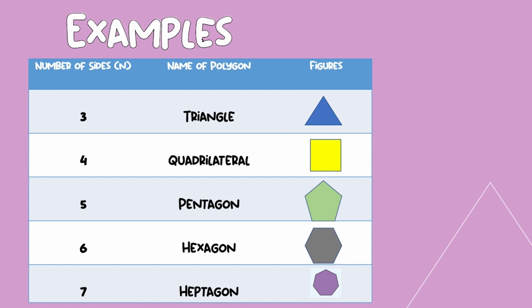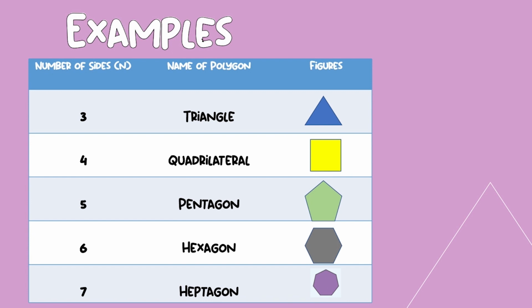Now here are examples of polygons. We have a table that consists of the number of sides in the first row, the name of the polygon in the second row, and the figures in the last row. As you notice, the number of sides is 3, and the name of that polygon is triangle. As you can see, the triangle has 3 sides.